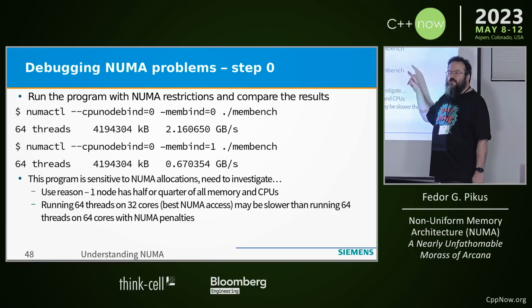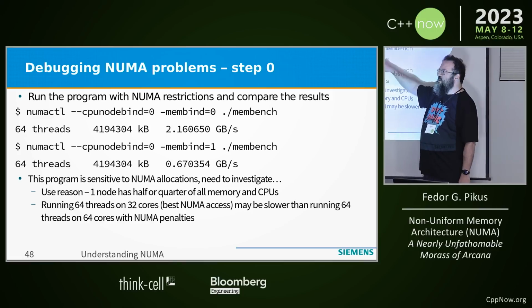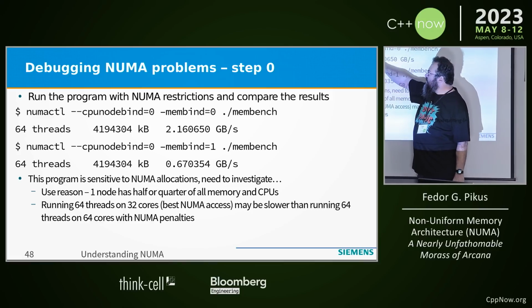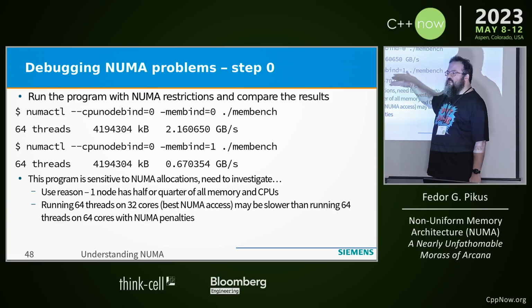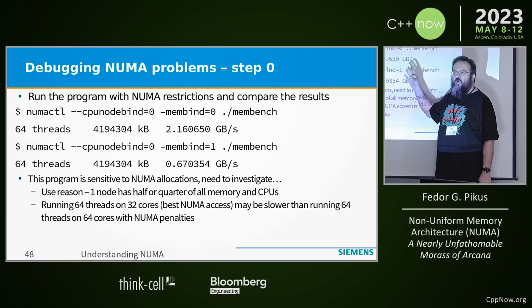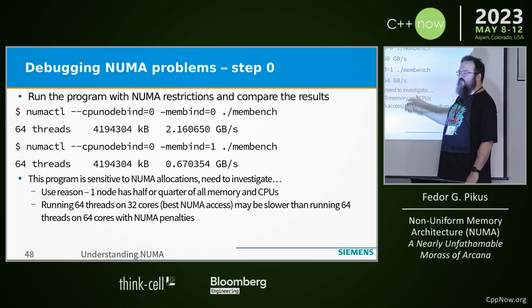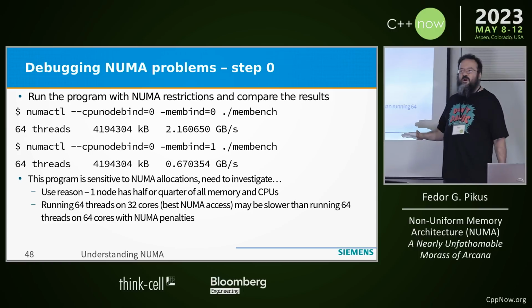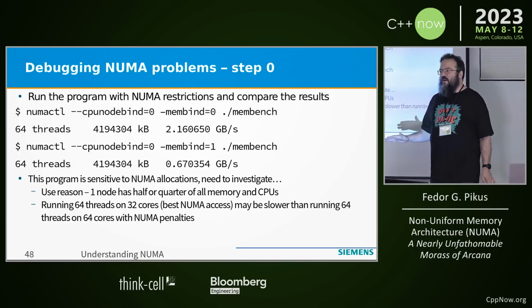From this point on, I can start solving the problem, but this is always the first step. Run it completely unbound, run it bound, run it cross node, see if there is a difference. If there is, something in your program is sensitive to the NUMA issues. If there isn't, there is nothing to control, there is nothing to debug. Whatever you're doing doesn't care.